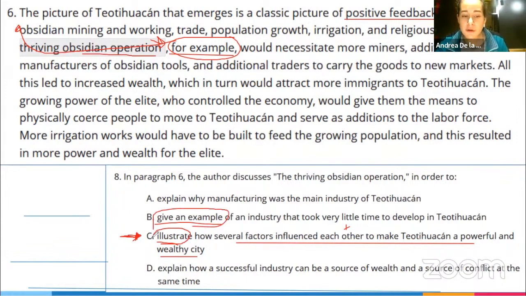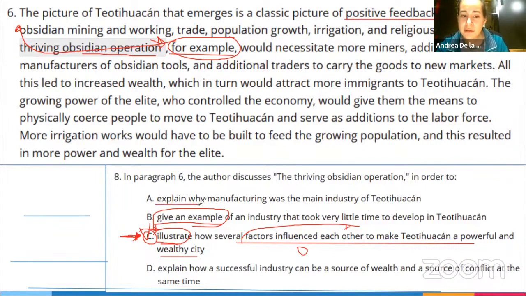So it could be B or it could be C. But the only one that has the two parts correct, which is the verb and the object, will be C, right? It's an example of the main idea. So it's trying to illustrate the main idea, right? Option B has something else.